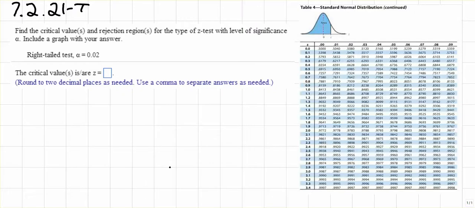I find the critical value and rejection regions for the type of z-test with level of significance alpha. Include a graph with your answer. This is a right-tailed test. Alpha is equal to 0.02.